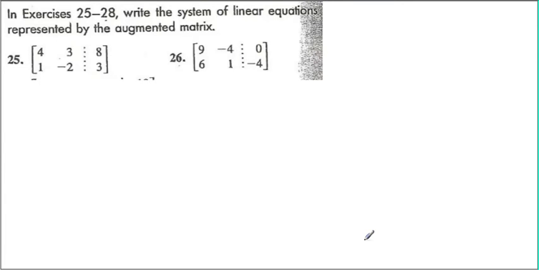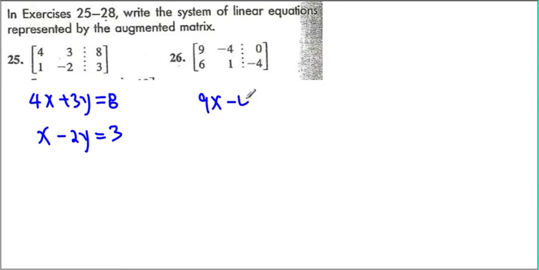Alright, so write the system of linear equations. If the first row represents x and the second row represents y, then this one would have been 4x plus 3y equals 8, while x minus 2y is equal to 3. That can be expressed as these matrices. How about here? We get 9x minus 4y is equal to 0. And here 6x plus y is equal to negative 4.